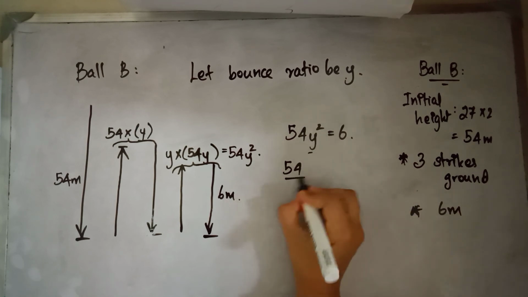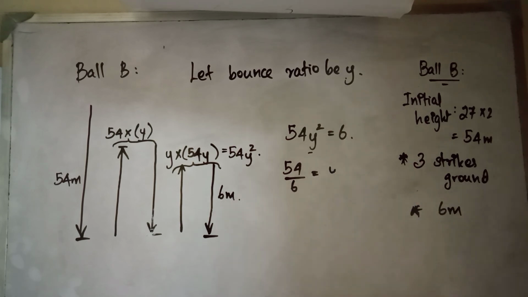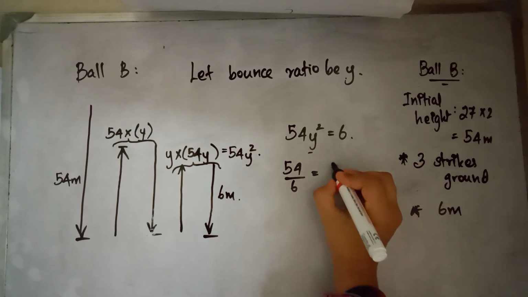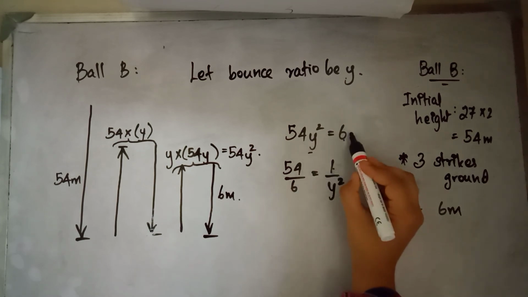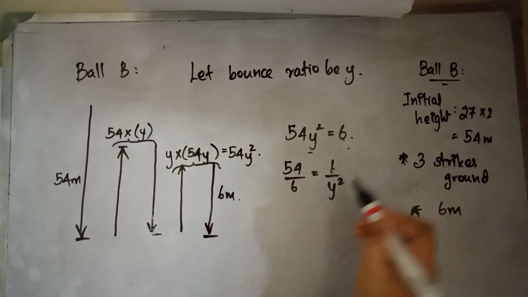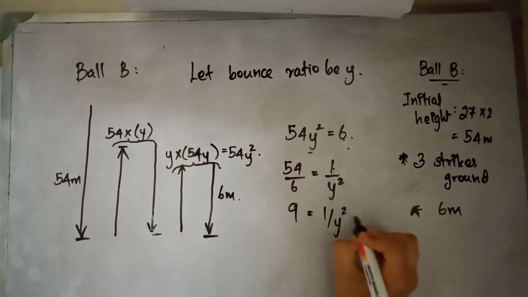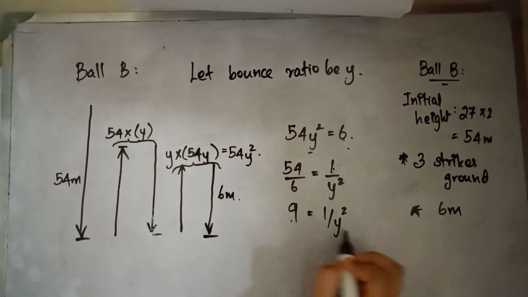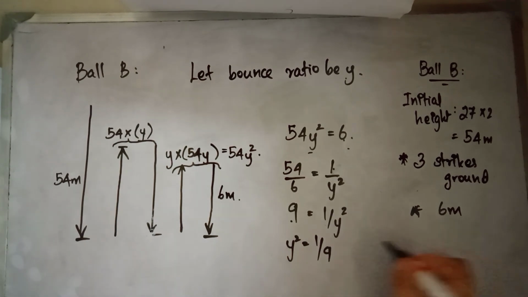I'll be bringing 6 over to this side. We'll have 1 by y square. If I bring 6, I'll have 1 left out at this place and I'm bringing y down here. So I'll have 1 by y square. Now 54 by 6 is equal to 9. Bringing y square up here and 9 over here, I'll have y square is equal to 1 by 9. Then y will be equal to 1 by 3.